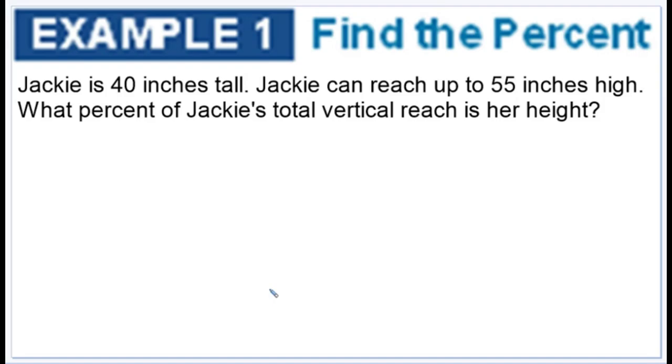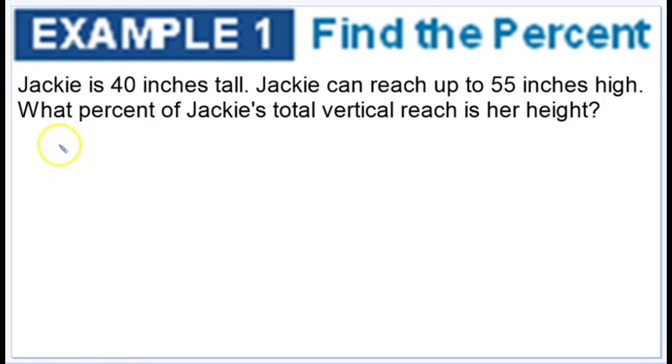So we are going to set it up the exact same way. We don't know the percent. That's what they're asking for. But her height will be the part, and her reach will be the total. So let's set this up.